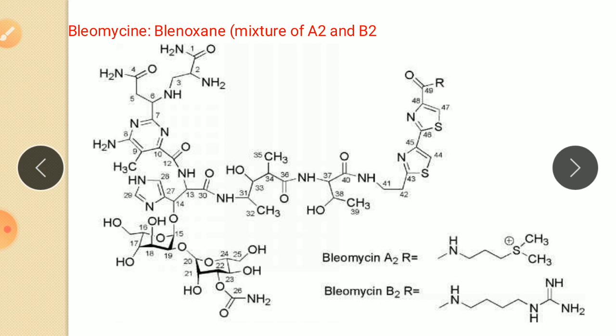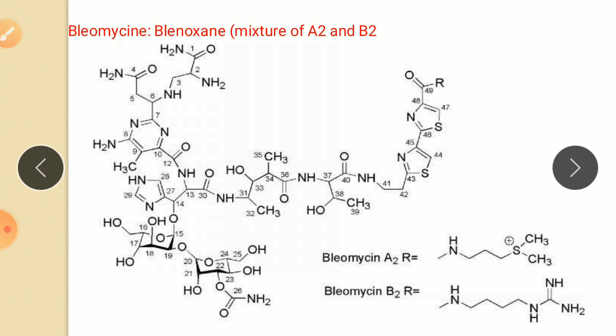Copper is found in the naturally occurring material, that is, in bleomycin. Removal of this copper is important for the material used clinically because it significantly reduces the activity. So bleomycin also contains copper, Cu, the copper metal. Removal of this copper is important, otherwise there is a decrease in activity.